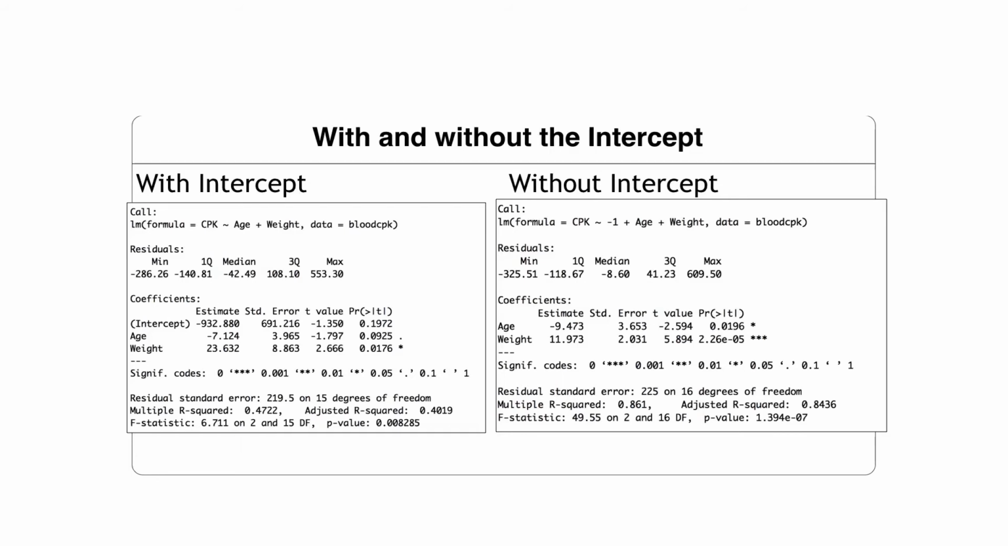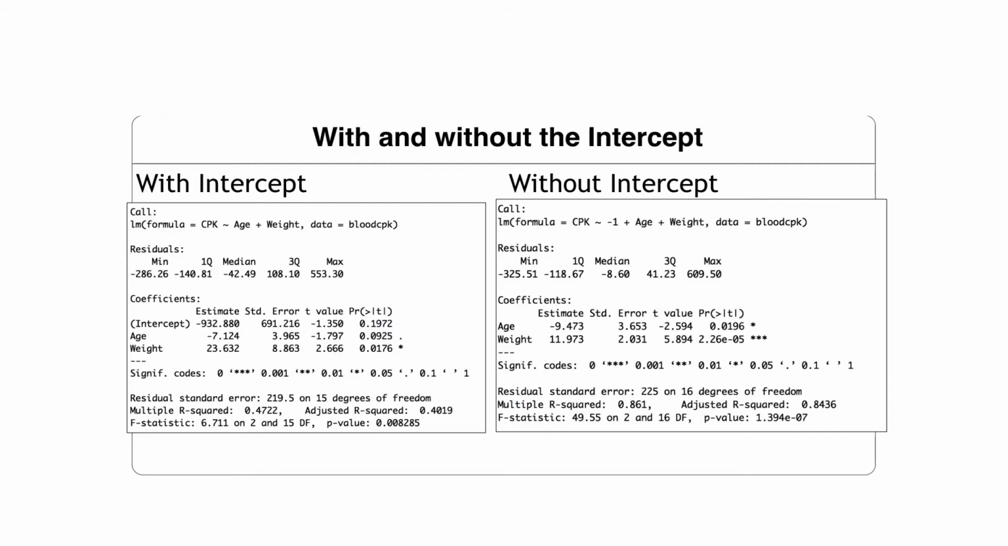But see what happens when the only variables that we consider are age and weight. The age is still negative, but it has increased a little bit in magnitude, and that's 9.47, but it has now attained a level of statistical significance.